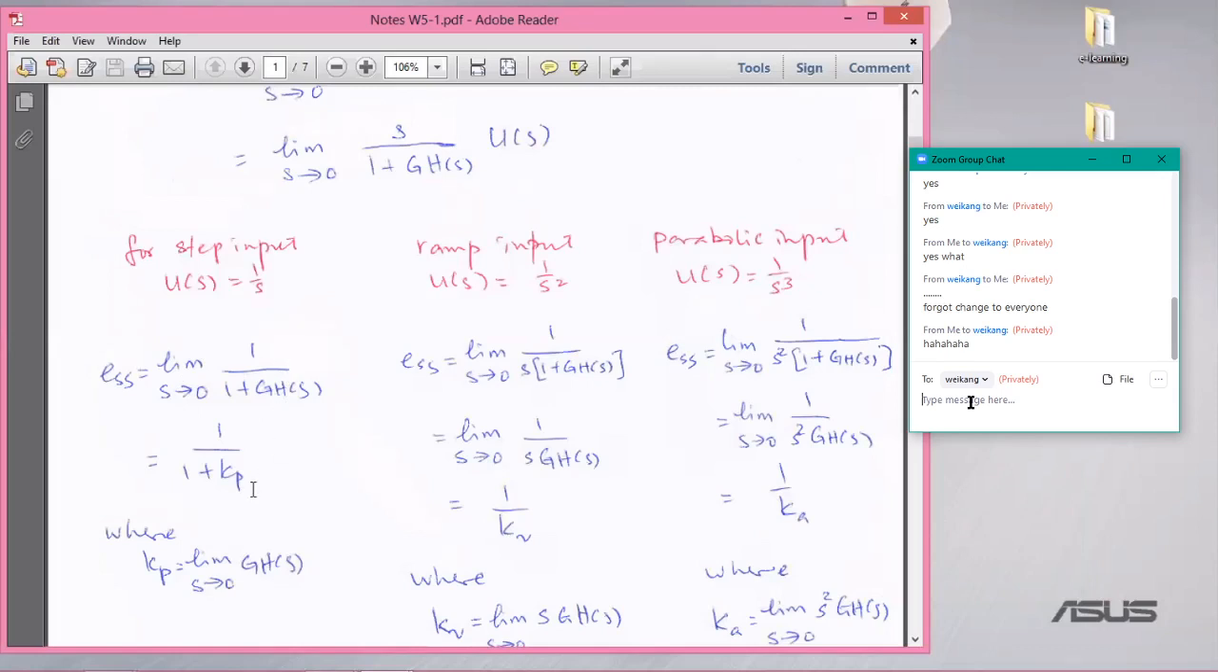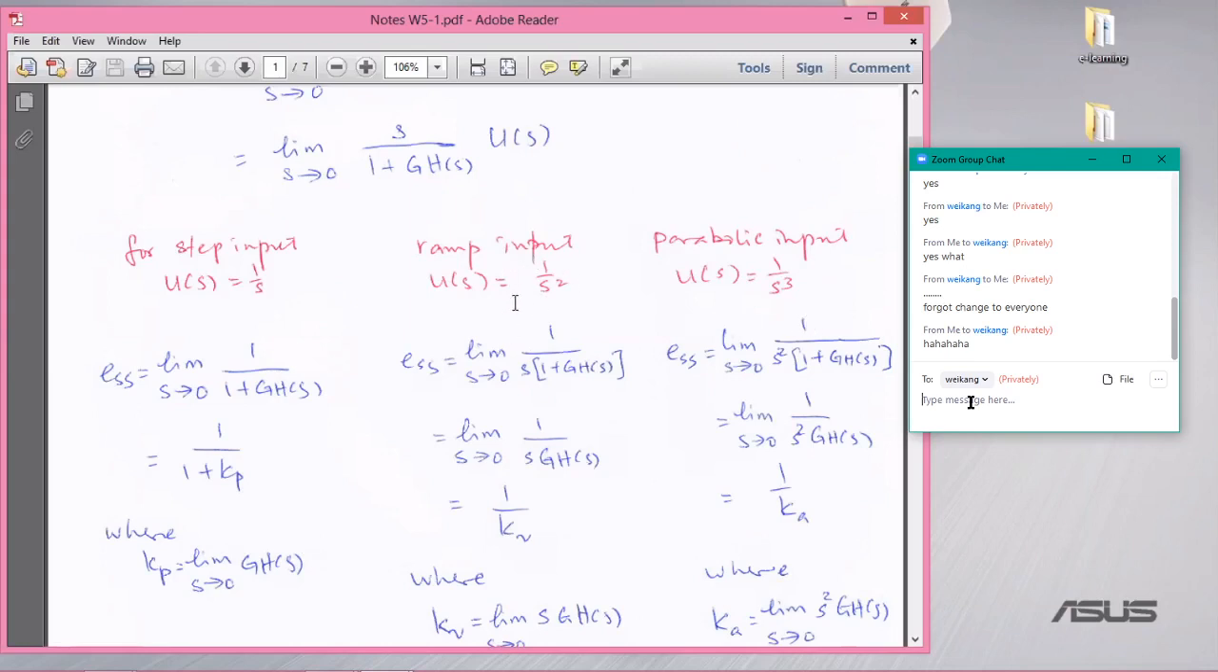For simplicity, we can define Kp equal to the limit as s approaches 0 of G H of s. We name that, what is that? What's the name? Okay, I suddenly forgot. V for velocity, displacement. So this is called the displacement error constant. And you need to repeat that for ramp input, and you need to repeat that for parabolic input.